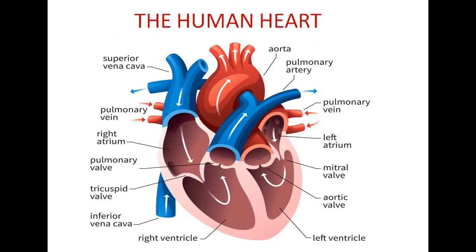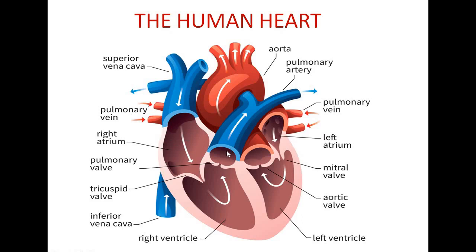Now let us see the function of different blood vessels of the heart. We have the vena cava. There are two vena cava, the superior vena cava and the inferior vena cava. From the vena cavas, the impure blood comes from different parts of the body. That means the function of the vena cava is to transport deoxygenated blood from different parts of the body into the right auricle.